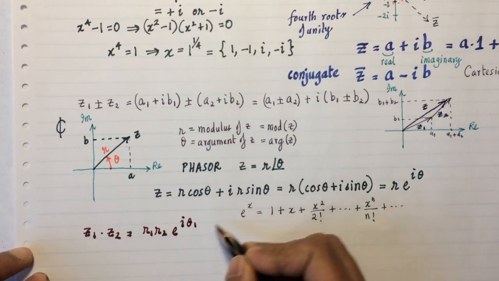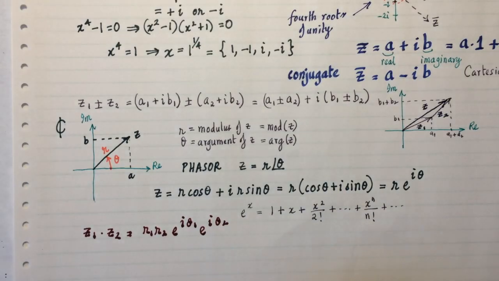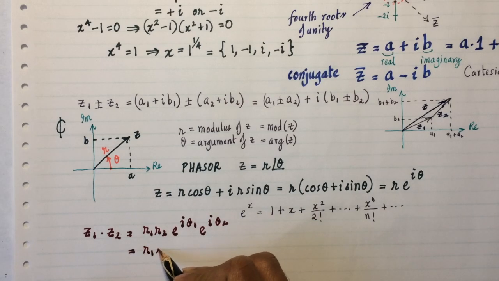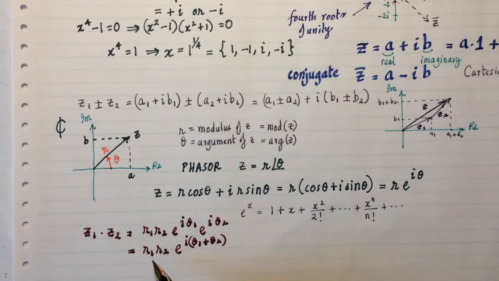Well, the product of two exponentials is just the exponential of the sum of the exponents. So that's r1 r2 e to the I, theta 1 plus theta 2. So the product is just the product of the moduli, and the argument of the new complex number is just the sum of the arguments. And if you divide, you'll get a minus sign instead of a plus sign. So I will not write that. So this is the beauty of using the polar coordinate representation.